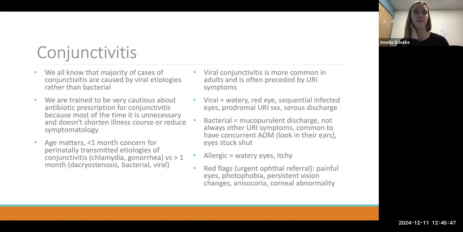And then if they do have signs of otitis media, by looking at their TMs, you could consider treating them with a topical cream or eye drop. Oftentimes, allergic conjunctivitis will present with watery, itchy eyes, and then some red flags anytime someone has an eye concern. If they have painful eyes, photophobia, persistent vision changes, anisocoria or corneal abnormalities, you want to get them plugged into ophthalmology as quick as possible to be able to conduct a dilated eye exam.